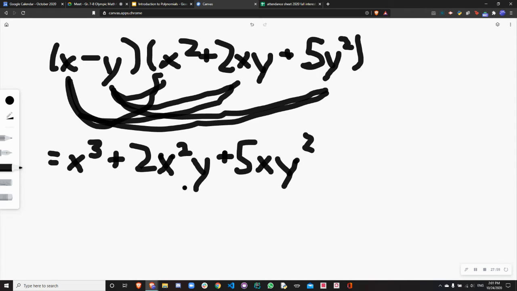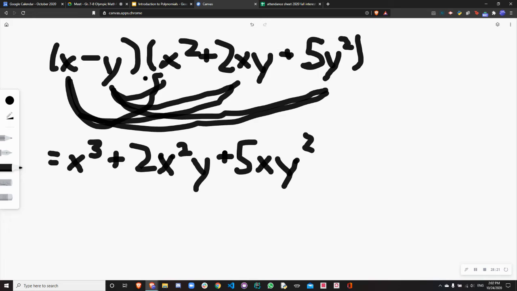Notice that 2x squared y and 5xy squared cannot be added together because the x on this term has an exponent of 2, but on this term, it has an exponent of 1. Also, the exponents for y are different as well. So that means we can't add these two terms together. So just keep that in mind.